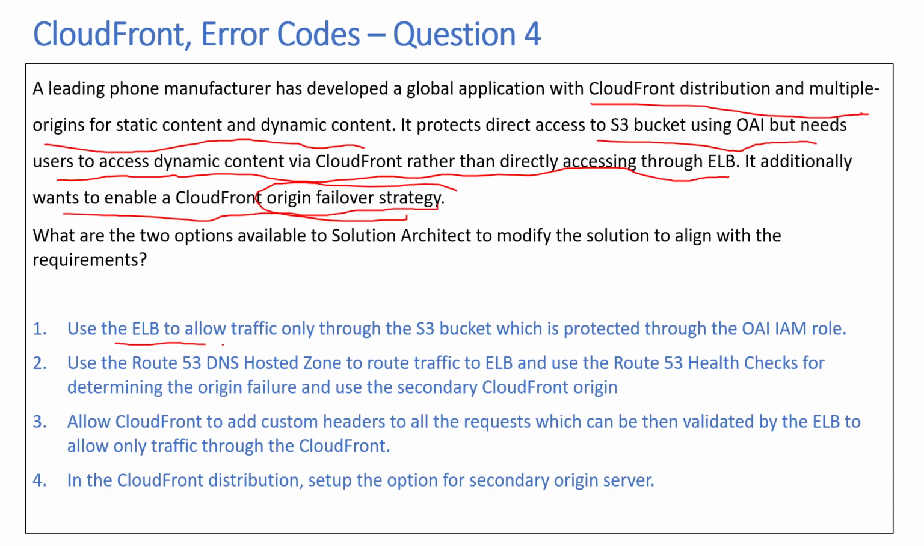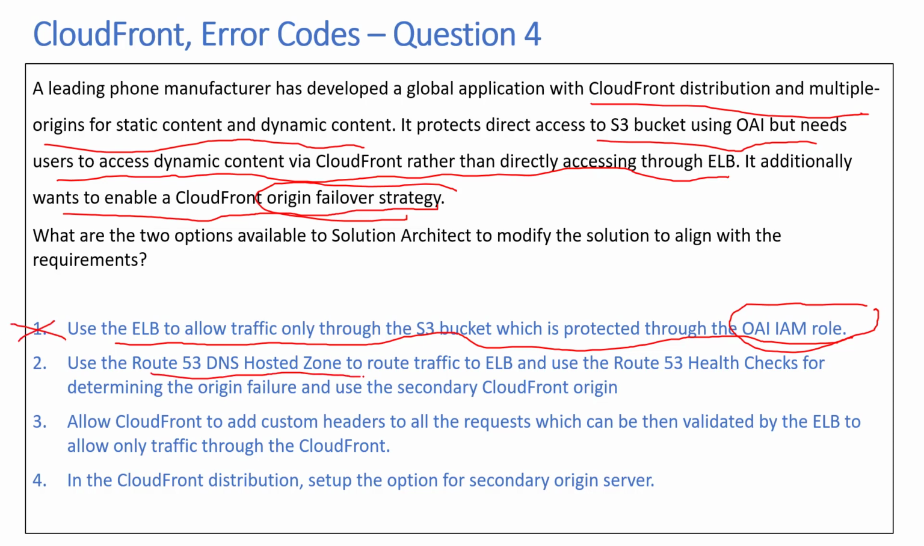The first one is use ELB to allow traffic only through the S3 bucket, which is protected through the OAI IAM role. Yeah, this is not correct because the OAI IAM role is only for protecting direct access to the S3 bucket. OAI only allows CloudFront to access the S3 bucket, but not the general user. What we want is for the ELB, not for static S3 content. So this is not correct.